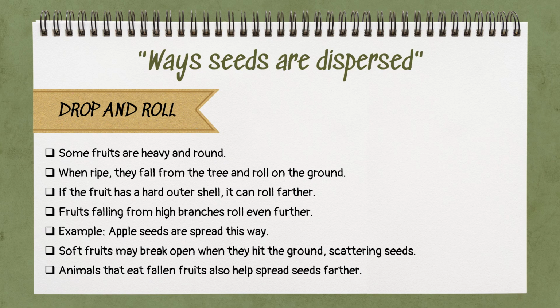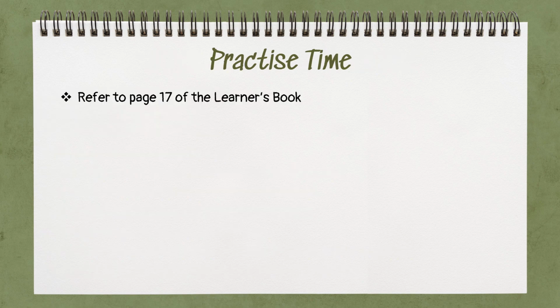Soft fruits may break open when they hit the ground, scattering seeds. Animals that eat fallen fruits also help spread seeds further.